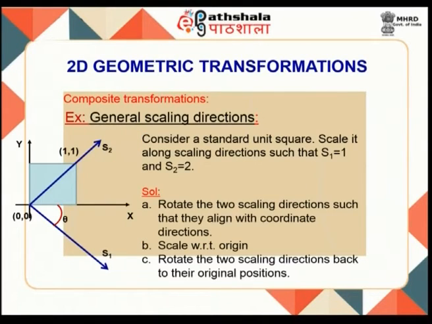Let us take another example here for composite transformations: general scaling directions. So far, scaling has been performed one along the x direction and the other along the y direction, so we have two scaling factors S x and S y all the time. Whatever object is of interest, we will be scaling it along the x direction and along the y direction as well. Here we can also imagine scaling being done along other directions.